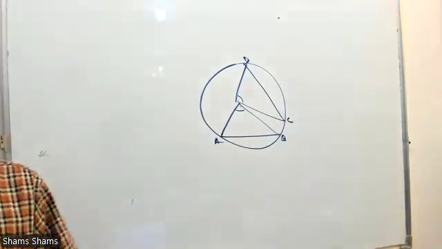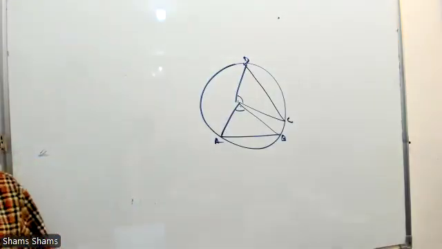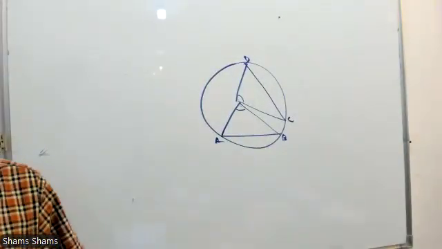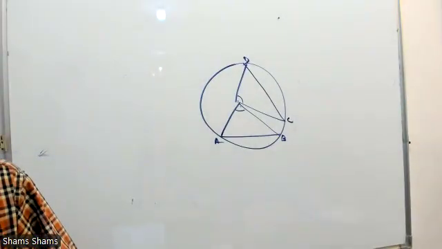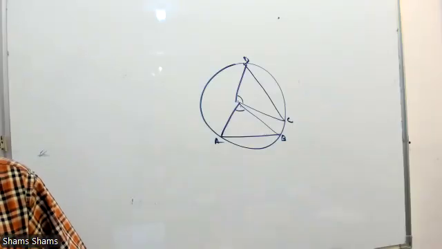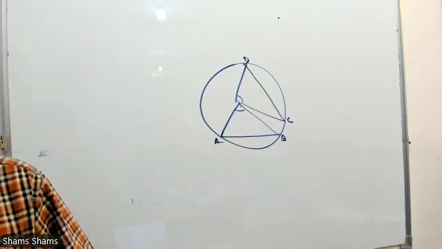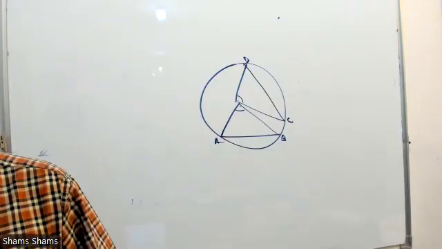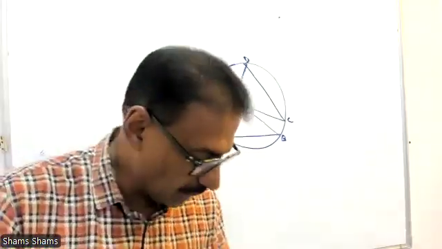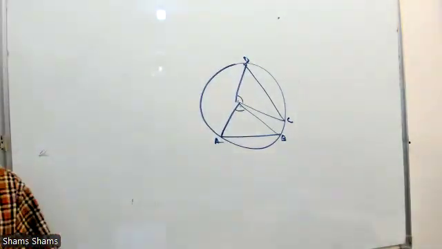Okay, consider. Write the first theorem: equal chords of a circle subtend equal angles at the center.